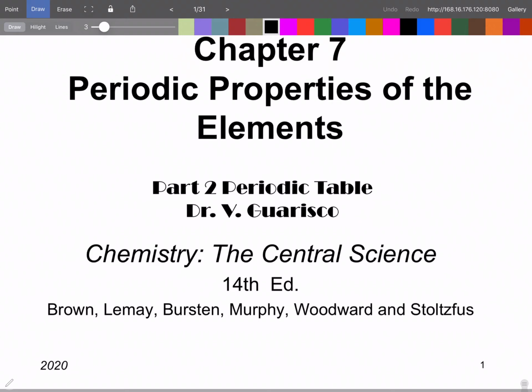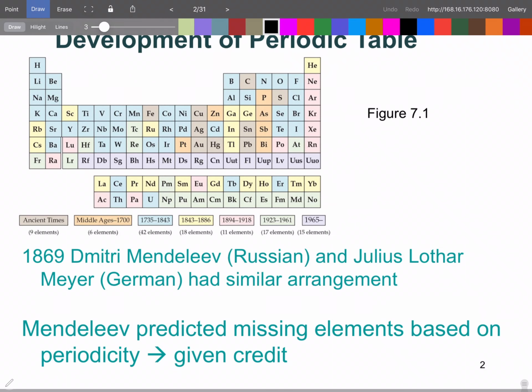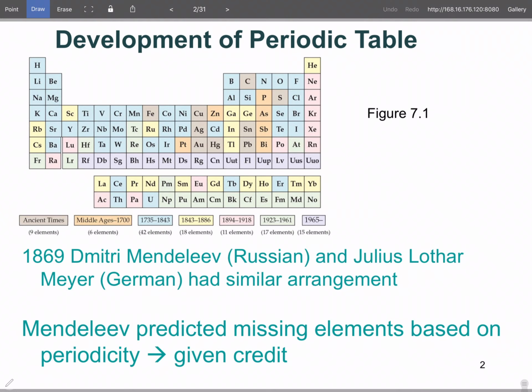Properties of the elements. And again, in this one, I would have a periodic table handy. So first thing we're going to do is talk about the periodic table. In 1869, both a German, Julius Meyer, and a Russian, Dmitri Mendeleev, had similar arrangements, but Mendeleev got credit for setting up the periodic table because, unlike Meyer, he predicted the missing elements on the periodic table.